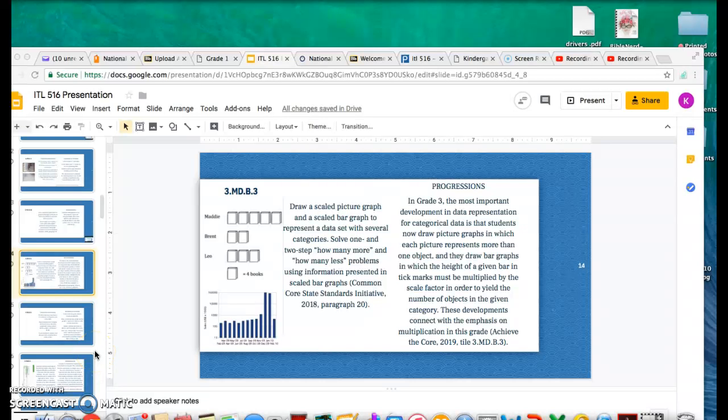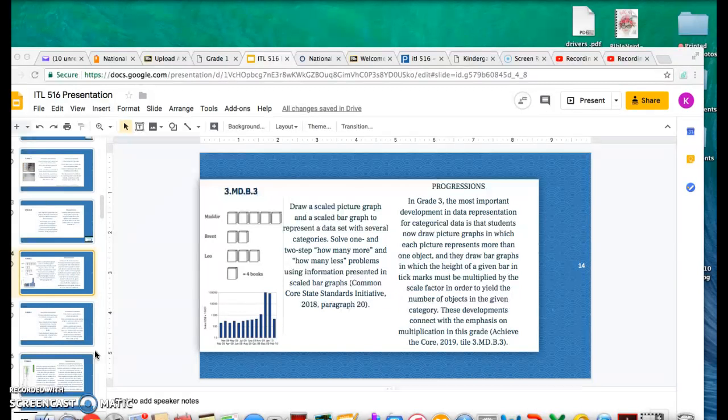The next standard in our progression is 3.MD.B.3. Draw a scaled picture graph and a scaled bar graph to represent a data set with several categories. Solve 1 and 2 step how many more and how many less problems using information presented in scaled bar graphs.